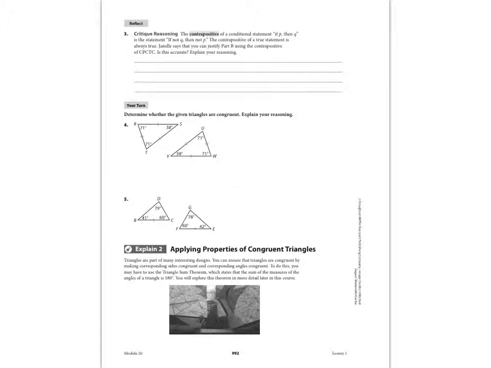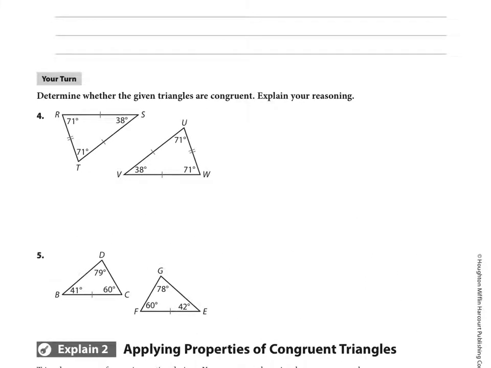On page 992, we're going to apply one of those statements: if all the corresponding parts are congruent, then the triangles are congruent. That's the CPCTC. It's actually the second statement on that first page. In both of these your turns, we want to determine whether the triangles are congruent. So again, we're going to use CPCTC. If all these 6 parts here are congruent to all the 6 parts here, then we can say the triangles are congruent. So let's just look at all the parts.